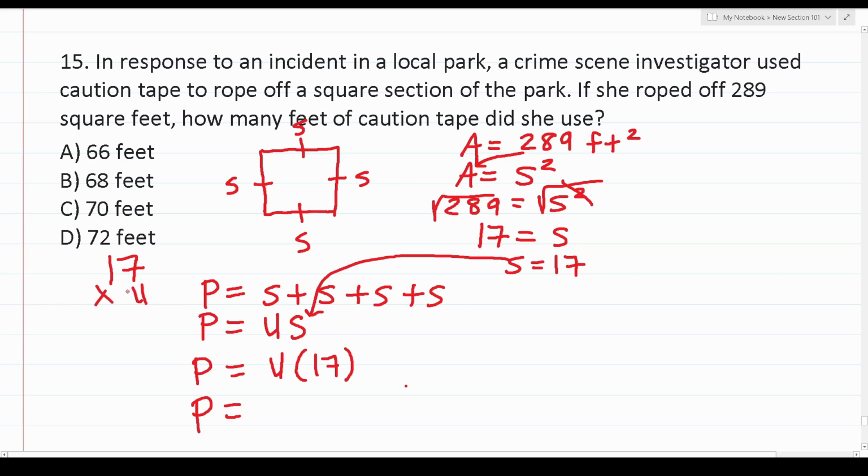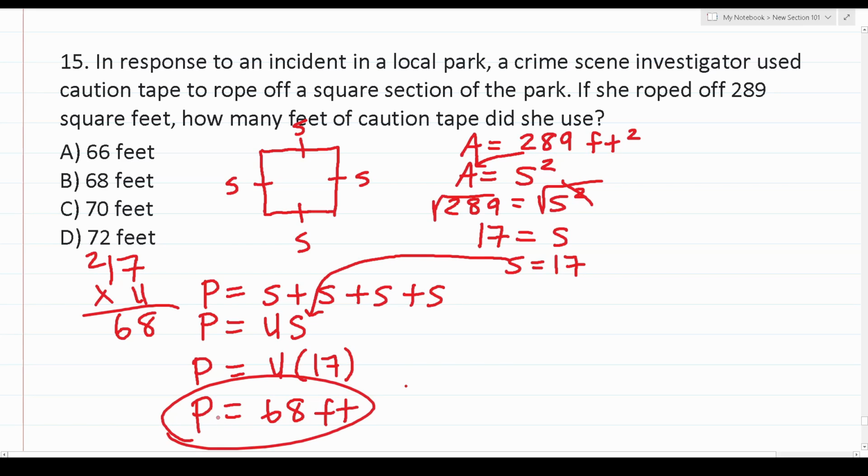17 times 4. 7 times 4 is 28, so drop down an 8, carry a 2. 1 times 4 is 4, plus 2 is 6. So the perimeter of this square is 68 feet, which means that this crime scene investigator had to use 68 feet of caution tape to rope off this square section of this park for her investigation. All right, so the answer to this one is B, 68 feet. You absolutely need to know the relationship between area and perimeter of squares and rectangles for the ASVAB. Those questions show up frequently, so make sure you can work out questions like this one.